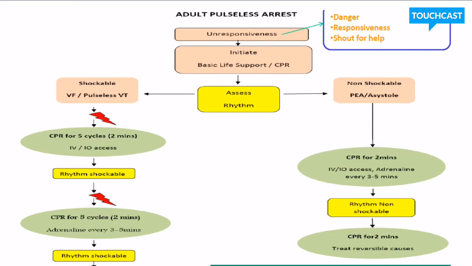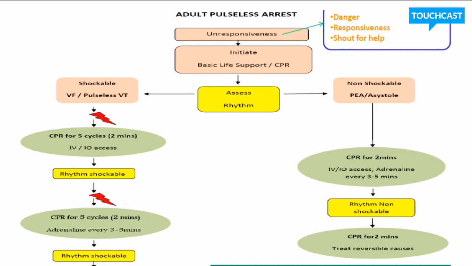You continue your CPR and you treat the reversible causes. The question is when you should intubate the patient. So in non-shockable, meaning PEA or asystole, you intubate the patient as early as possible. Meaning once you establish the diagnosis of asystole, you ready the IV access, you give adrenaline and at the same time you intubate the patient. Then after the second 2 minutes, you continue the CPR and you treat the reversible causes. We are going to discuss the reversible causes later.